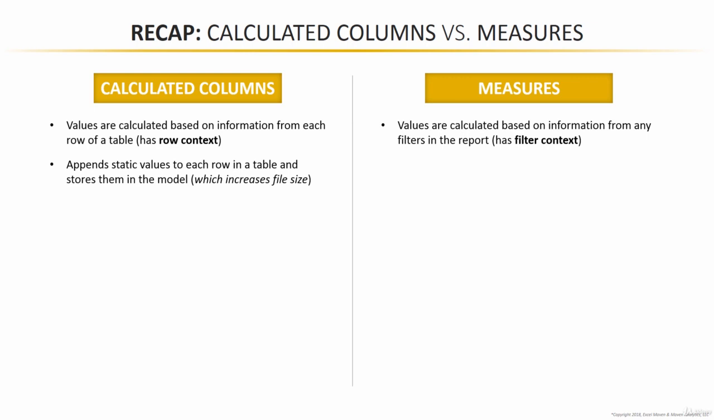Calculated columns actually append static values to each row in the table, and it stores them in those tables within your model. This increases the file size. Measures, on the other hand, don't create new data in the tables themselves. Therefore, they don't increase file size in your model.